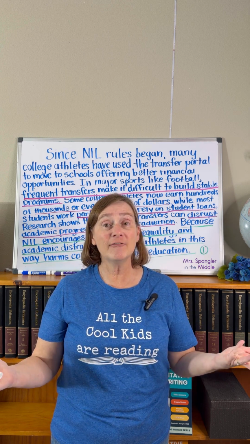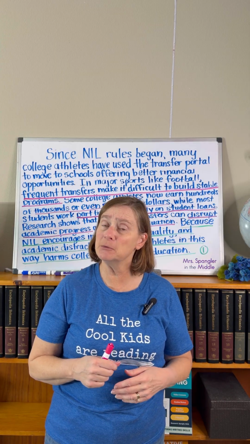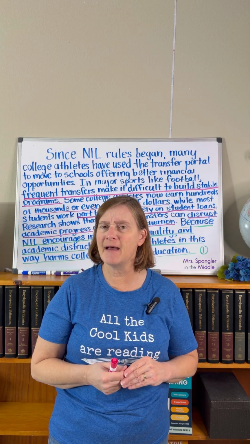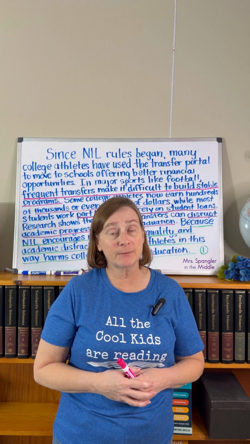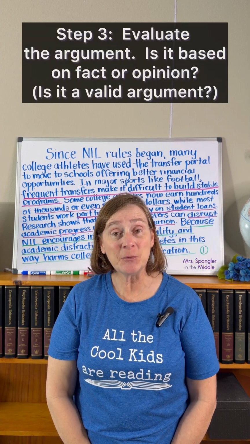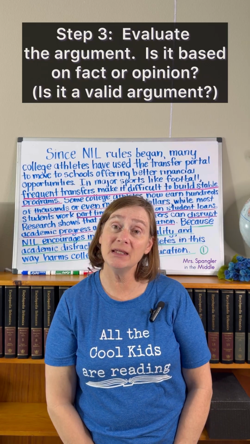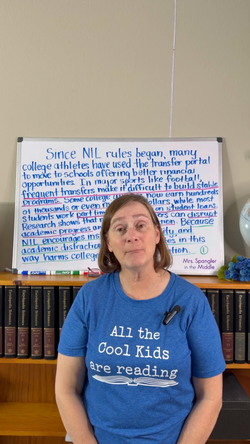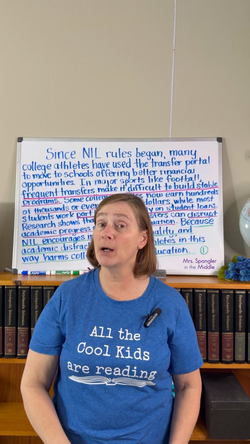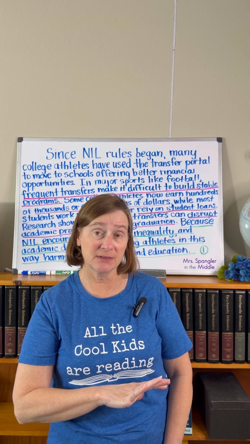So we do have relevant evidence, and it also seems like we have mostly sufficient evidence, but let's go on to step three. Step three is to evaluate the argument. We have to decide if it's based on facts or opinions. And we can do that by asking ourselves what parts are proven and what parts are the author's beliefs.